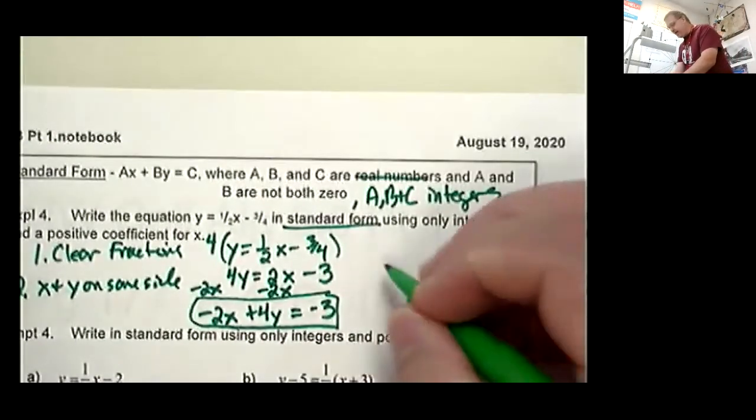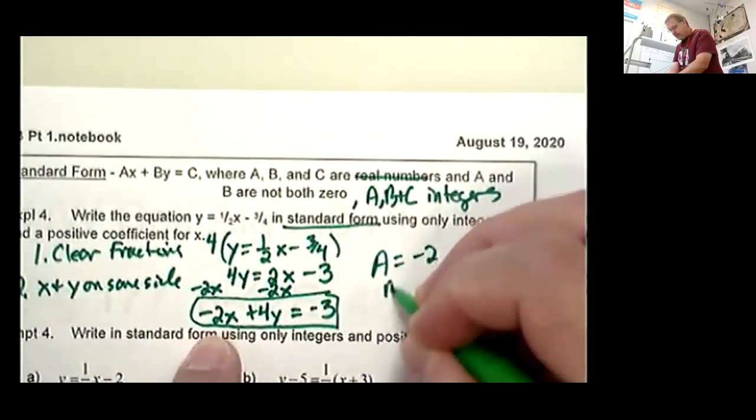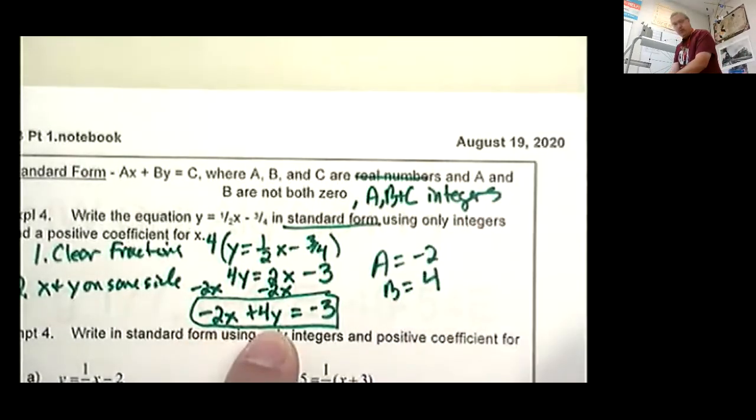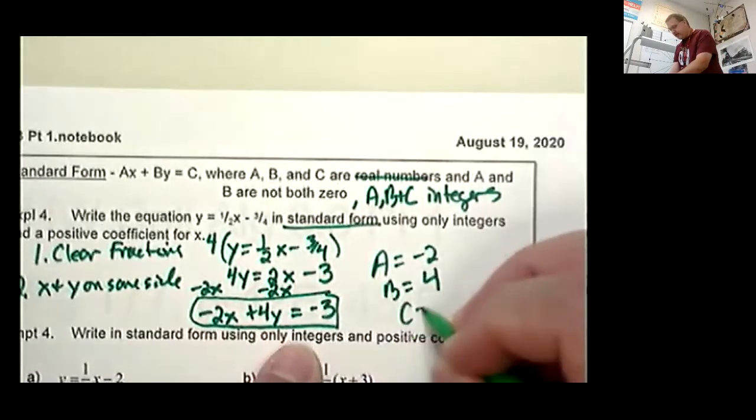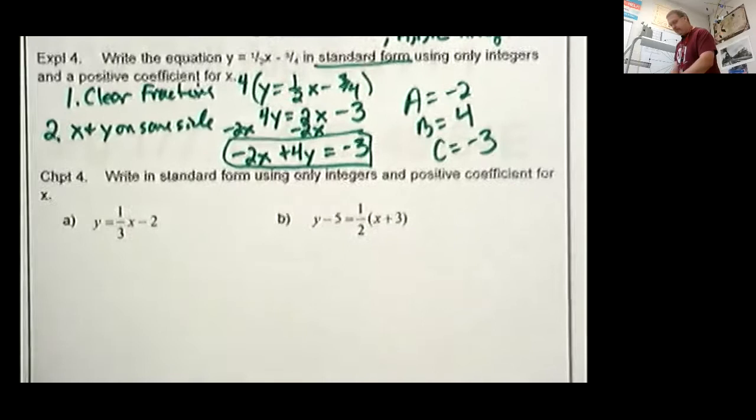One more thing to note, if we ever wanted them, the a value is the value in front of x, that's negative 2. The b value is the value in front of y, that's 4. The c value would be negative 3. You don't have to jot those down, but if we ever need those, that's where they came from.